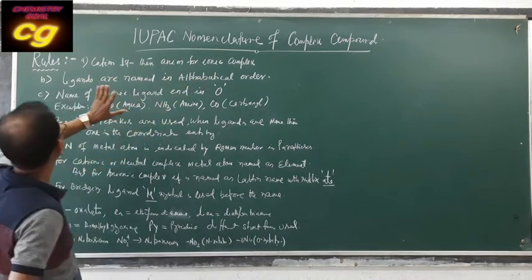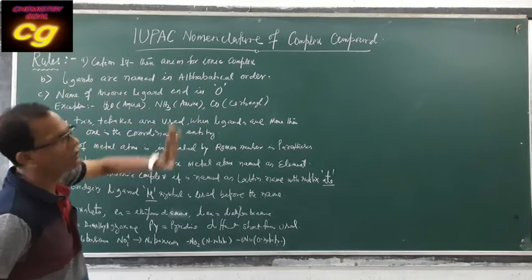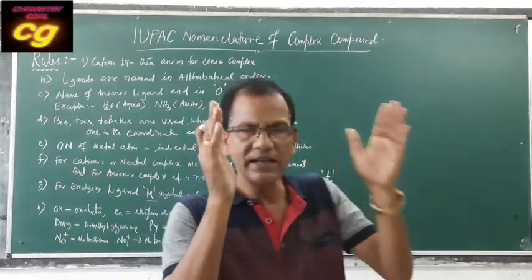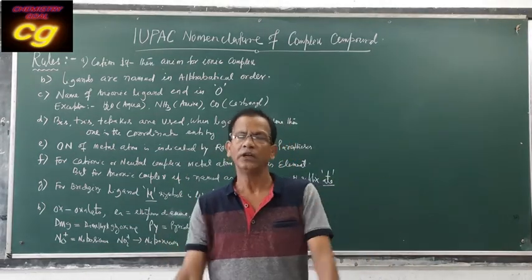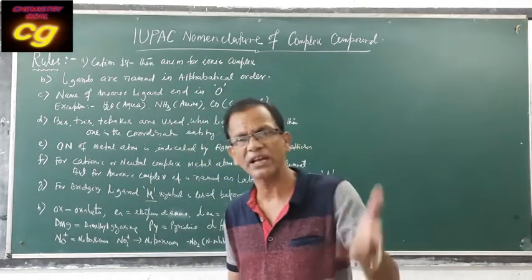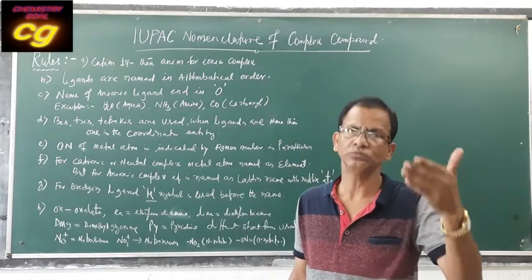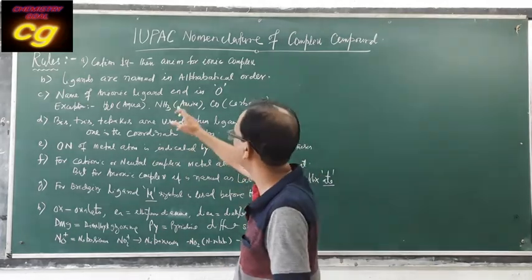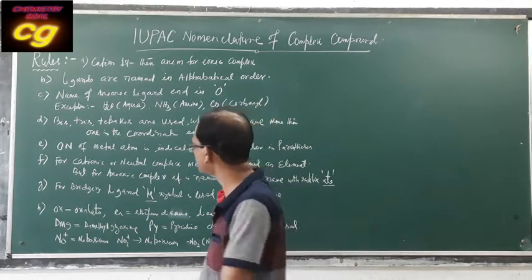Then the second rule is that ligands are named in alphabetical order. That means many different types of ligands are written inside the coordination entity, in the coordination sphere, and their names will be given in alphabetical order. Just like in organic chemistry we have read that substituents are named in alphabetical order, similarly here the ligands' names will be written in alphabetical order. First A, B, like this.